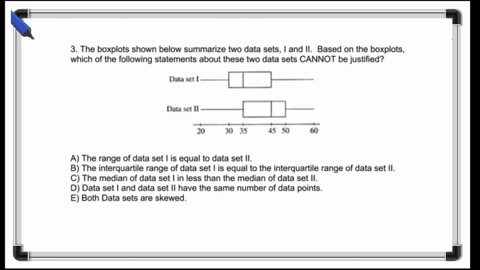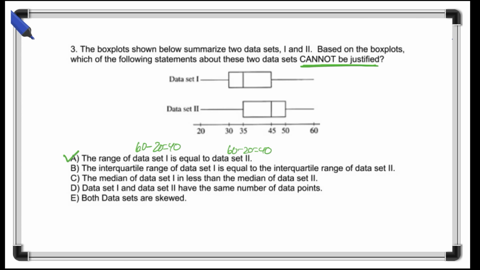Okay, here we have our two box plots, and we want to know which of the following statements cannot be justified. So let's look at what we have here. We have our range of data set 1, which is 60 minus 20, that gets me 40. And the range for data set 2, also 60 minus 20, which is 40. We know this is good, this is equal.